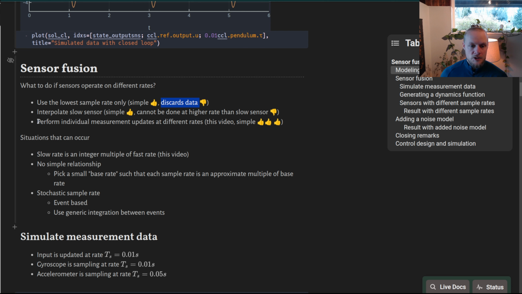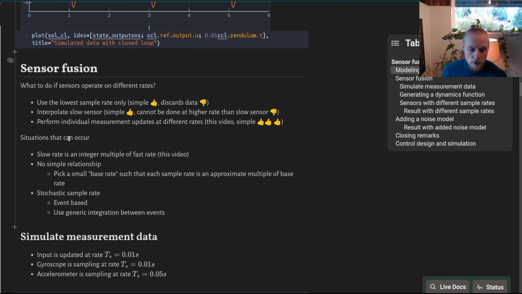And then the third suggestion here is that we perform individual measurement updates in the Kalman filter at different rates. And that's what we will do in this video. And this has the best of both worlds here. So we can use all the data and we don't have any latency and so on. So we will do that. And it's still, as I hope you will see, relatively simple to do.